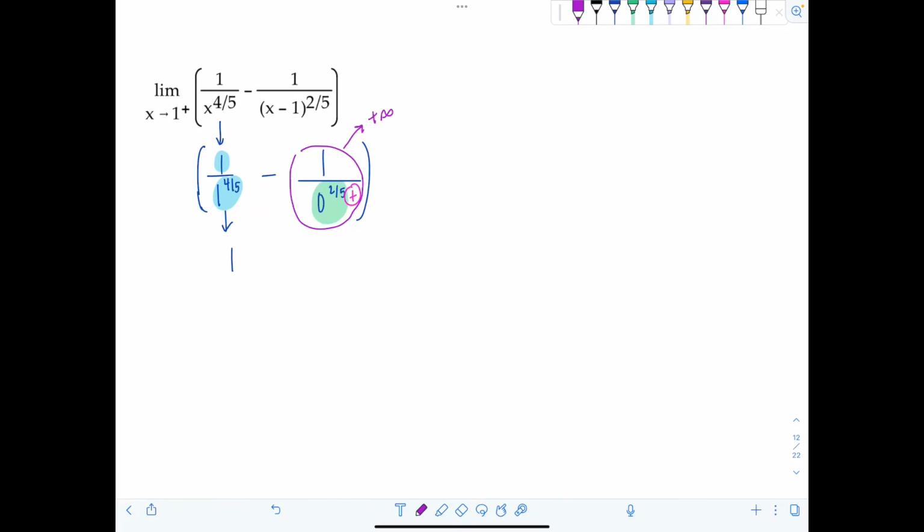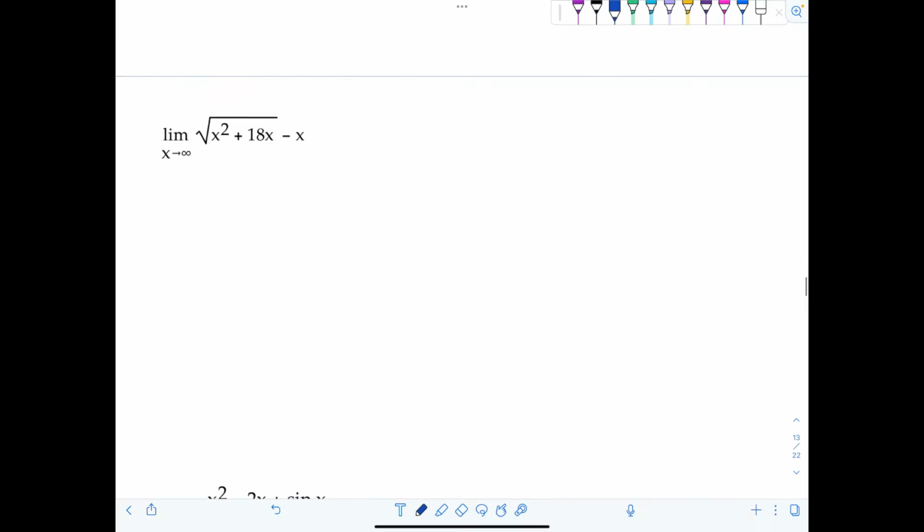So now I have 1 minus positive infinity. The 1's not going to do much. Minus infinity is running the show. So this limit is negative infinity. Yeah, another frightening limit. Marinate on that one.